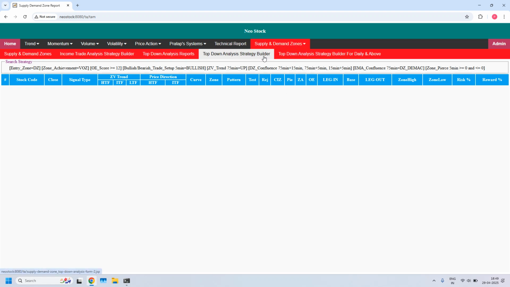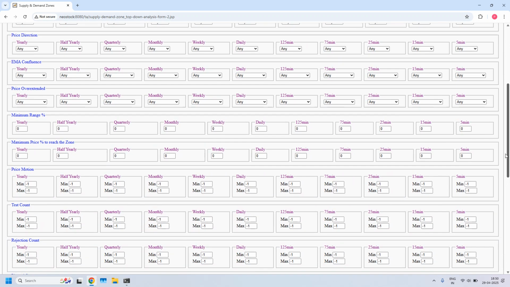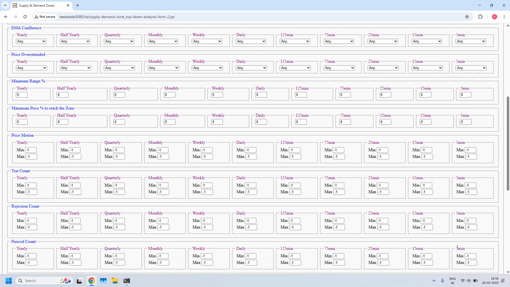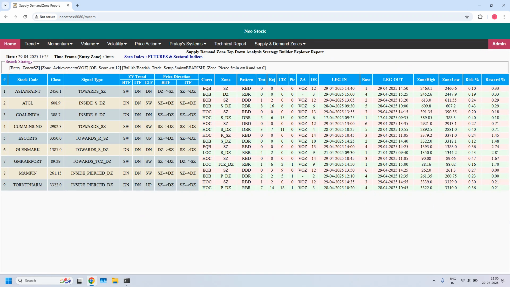Next, bearish trade setup for hourly income trade. Entry time frame 5 minutes, entry zone, supply zone, bullish or bearish at 5 minutes. I am selecting bearish. Zone achievement VOZ, minimum odd enhance score 12, and also the 5 minutes supply zone should not be pierced. So in 5 minutes time frame I am setting minimum value 0, maximum value 0. With these filters we got 9 stocks. These 9 stocks are supporting bearish trade setup for hourly income trade.